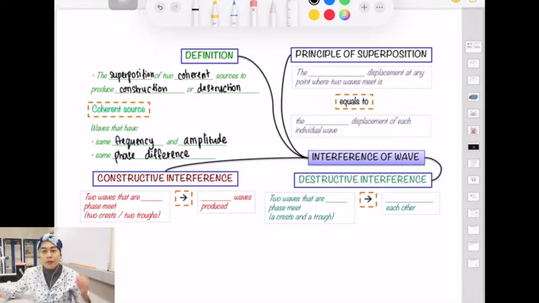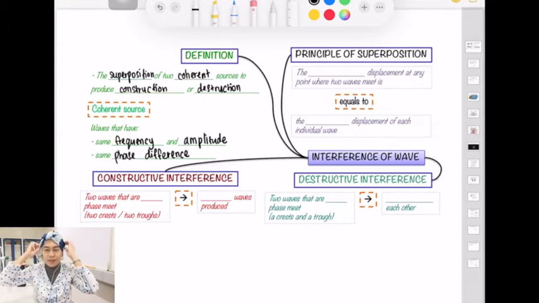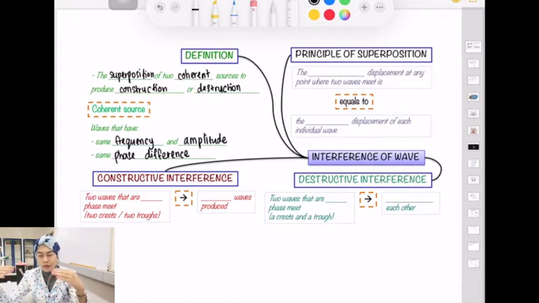All right, now for the principle of superposition. Okay, this one you have to memorize because this is very popular in SPM, so it's always asked. The definition for the principle of superposition is that when two waves meet, the resultant displacement of these two waves becomes the total displacement of both of those individual waves. But you'll see when I show you the animation later on.